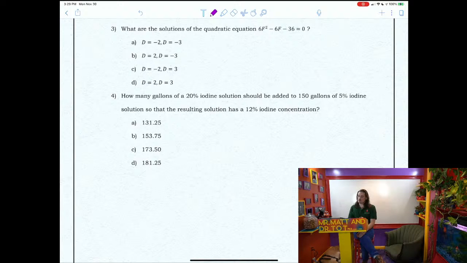Number 3 asks, what are the solutions of the quadratic equation 6f squared minus 6f minus 36 is equal to 0? And number 4 asks, how many gallons of a 20% iodine solution should be added to 150 gallons of 5% iodine solution so that the resulting solution has a 12% iodine concentration? So I'll give you 6 minutes and I'll keep track of the time in the upper right-hand corner.